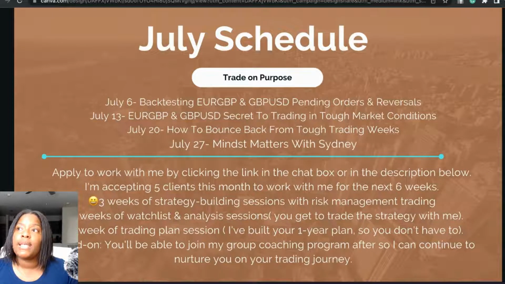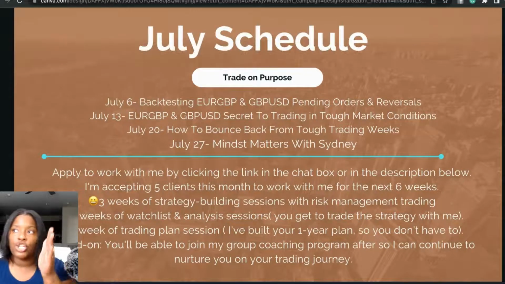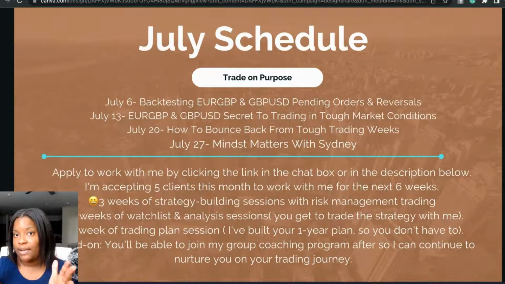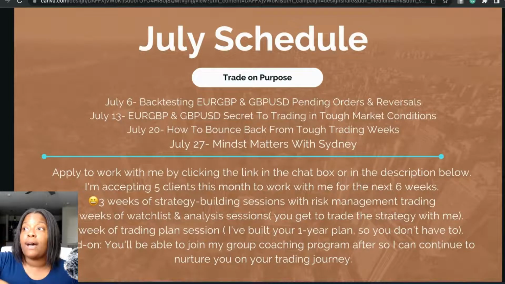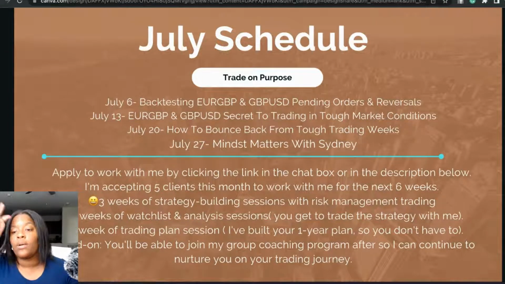So one thing about it is, this month, what we're doing is we're back testing Euro Pound and Pound USD simultaneously, meaning at the same time. So I'll have Pound USD on this chart, Euro Pound on this chart, same time frames, and we're going back in time, and we use bar replay, meaning we erase all the candlesticks and we just back test it, we trade it forward, right?